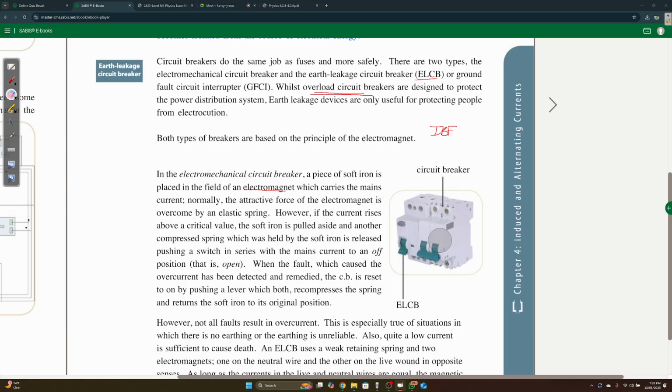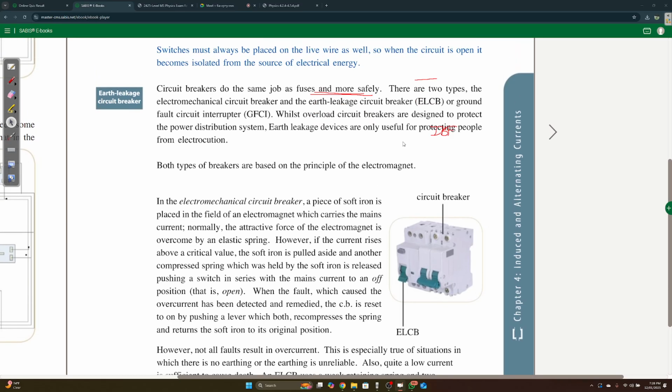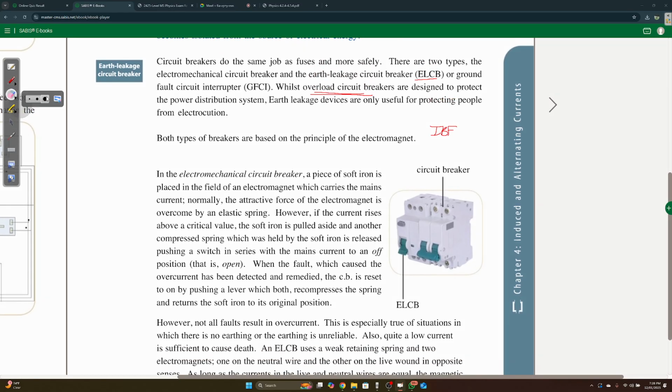So basically, this is useful when there's an error in the circuit, and for some reason there's too much current being produced. It pops the circuit and turns it off, which makes you aware that, oh, there's something wrong. The other type is called the ELCB. Okay, earth leakage circuit breaker.